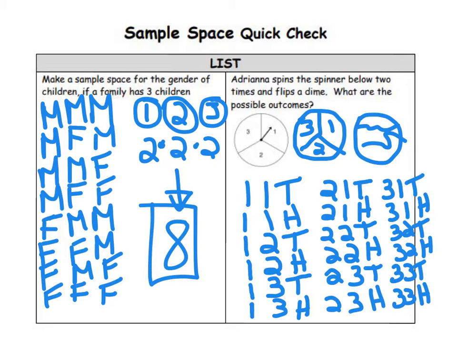18. It's 18. Because if you look at this, the first spinner, there's 3 outcomes, right? 1, 2, and 3. The second spinner has 3 outcomes, 1, 2, and 3. And then the coin has 2 outcomes, heads or tails. So when you multiply it, 3 times 3, 9 times 2, 18. So that's all the possible outcomes or combinations that we have.